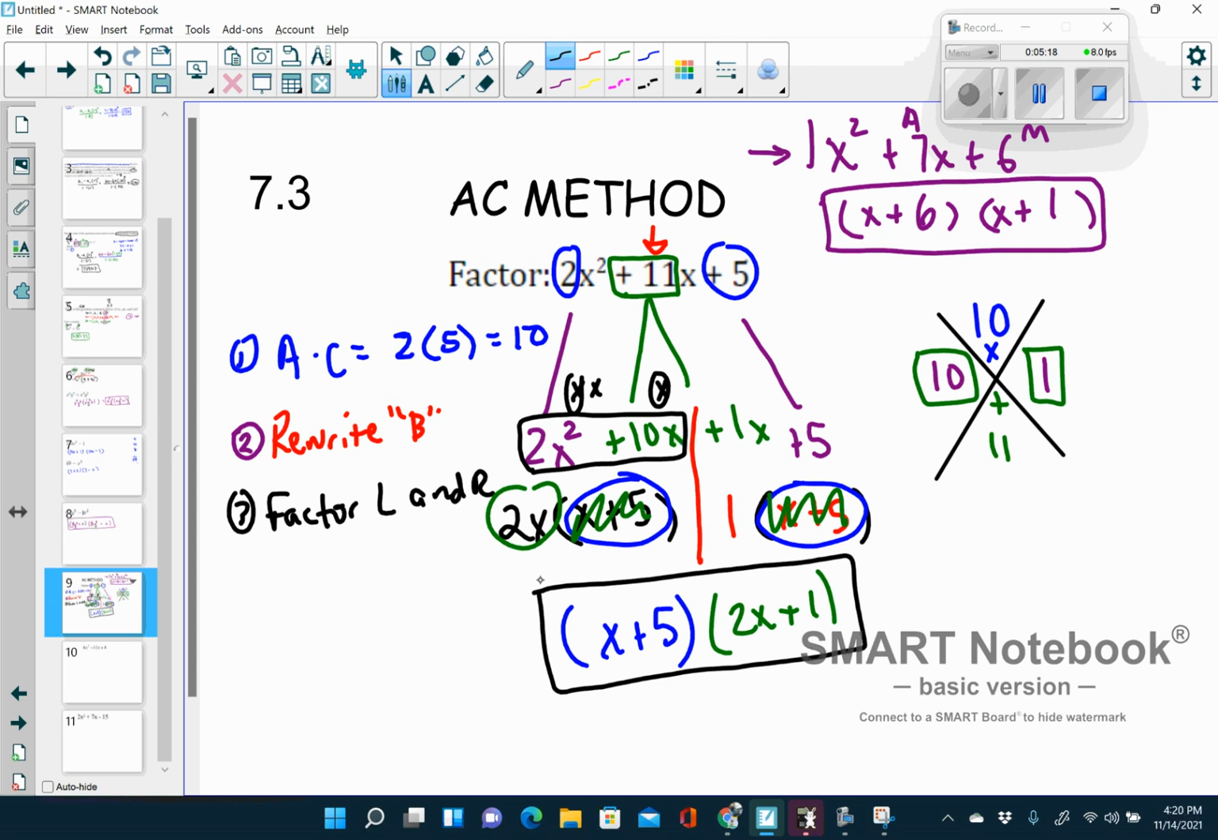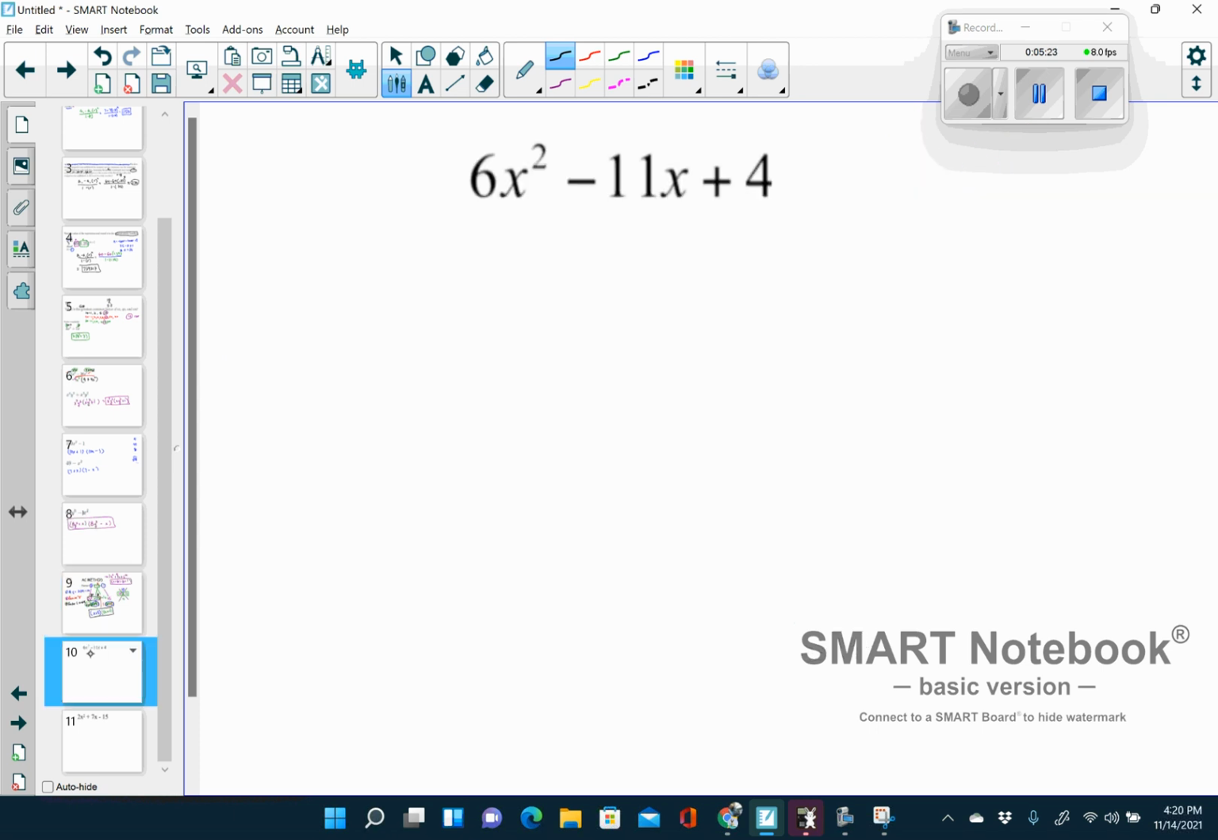Okay, so we're going to go ahead and try another one. Pause the video, make sure you go back and take notes. We're going to start off the same way. I notice that the number in front of the x squared is not a 1, so I'm going to use the AC method. First thing we're going to do is take our A and our C and multiply them.